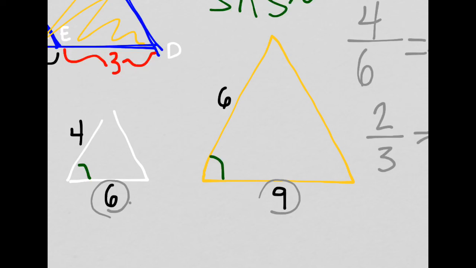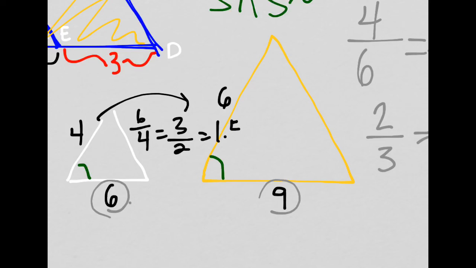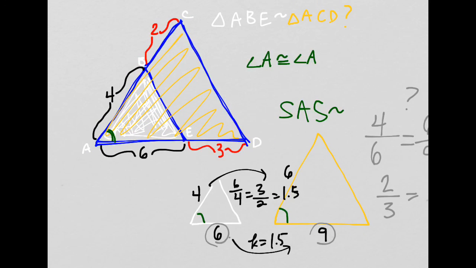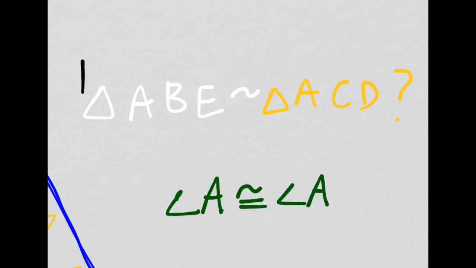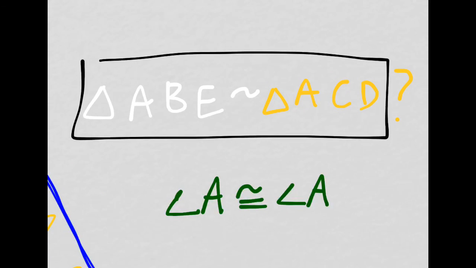So to get from 4 to 6, what do I multiply by? I would have to put 6 over 4, and I get 3/2, or I could multiply 4 by 1.5, and I would get to 6. If I took 6 times my value of k, 6 times 1.5, I also get to 9. So what I know is that this set of sides that correspond are in proportion to each other, and I have one angle between the two that is equal to itself. So yes, these two triangles are congruent. They're not congruent, they're similar.